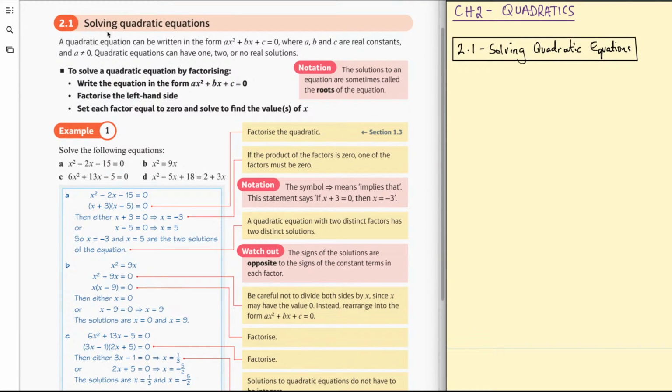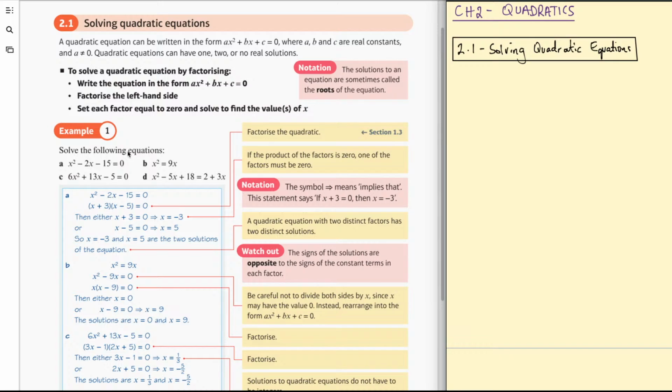Section 2.1 is solving quadratic equations. A quadratic equation can be written in the form ax squared plus bx plus c, where a, b, and c are real constants. We know all of that already. To solve a quadratic equation by factorising, well, we've already talked about factorising in the last section. We worked through factorising quadratics, but now we're going to be solving those equations. So there's the extra step there of factorising and then solving.